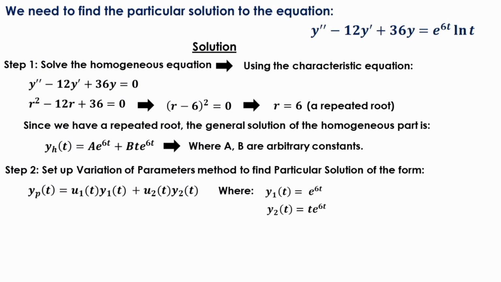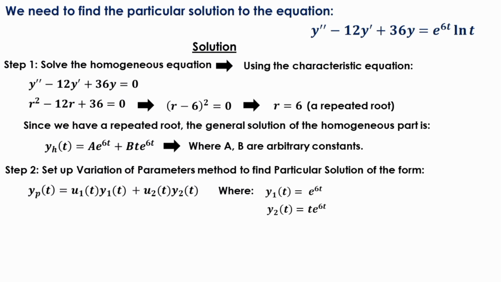Now we know what our y1 and y2 are from the general solution. What we need to get next is our u1 and u2. Then we combine everything using this y_p formula, and we are good to go. To solve for u1 and u2, we are going to apply what we call the Wronskian method.